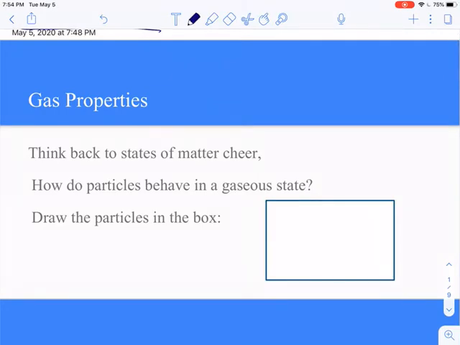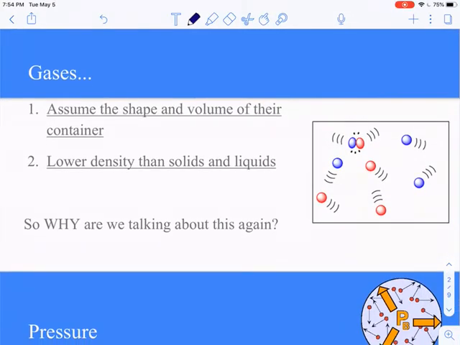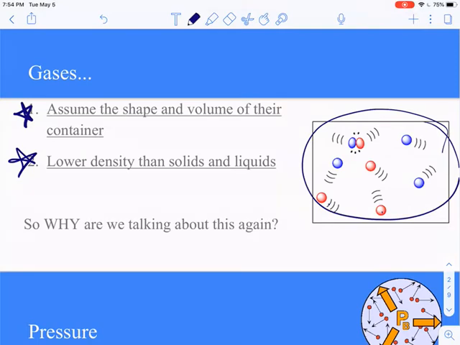So if we start by thinking about what is gas, what do you remember about gas? How do particles interact? Some properties of gases are they assume the shape and volume of their container, and they have a lower density than solids and liquids. They also move very fast, and we can see them here in this picture colliding with each other.